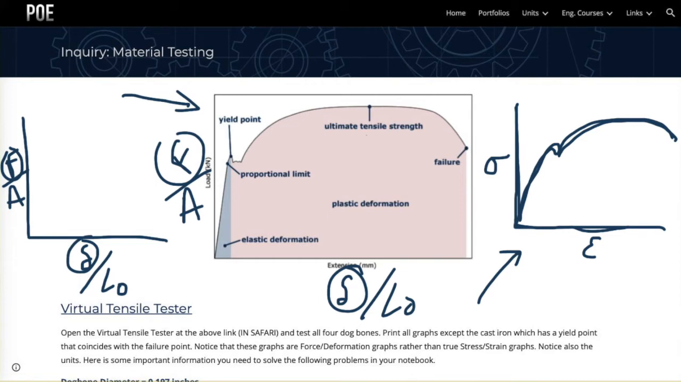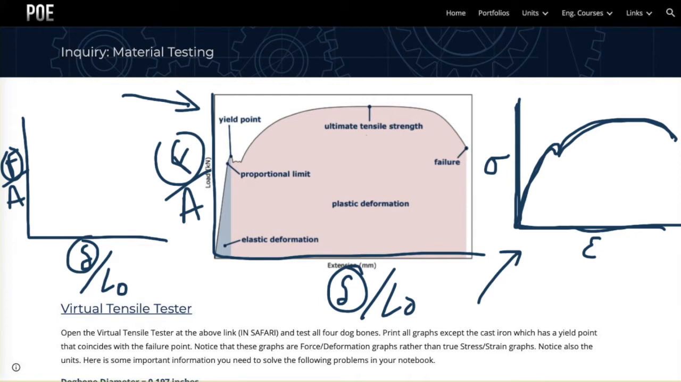So there are two types of graphs. That's my point. There's force versus elongation. There's also stress versus strain. Generally, we're using stress versus strain because that takes all the different kinds of dog bones out of the picture, and you get the same curve for whatever type of material it's made of. If you have force versus elongation, then it's going to matter what size the dog bone was. Okay, I wanted to explain that before we got into everything here.